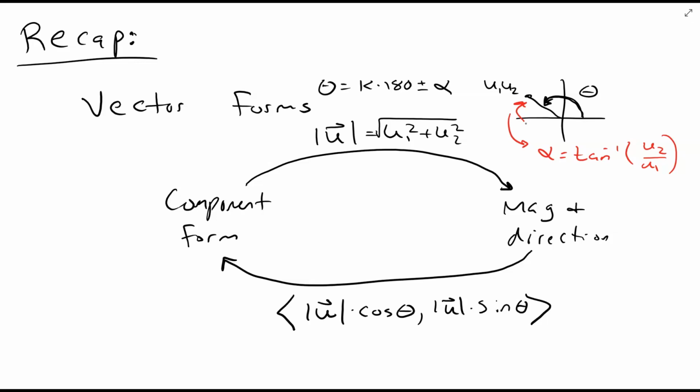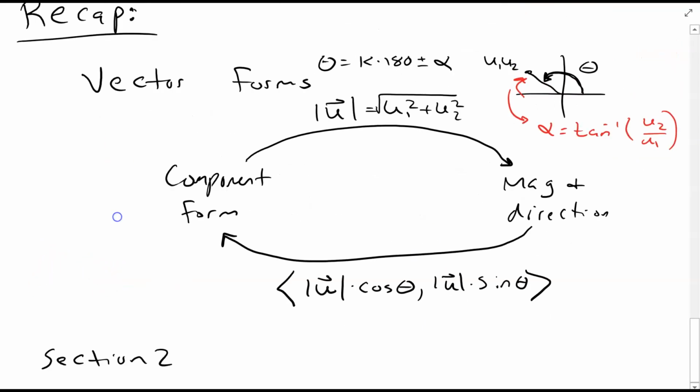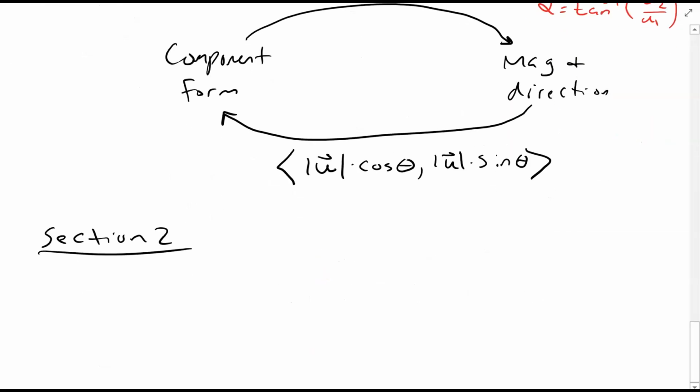Okay? Does that kind of refresh our memory here a little bit? And that was basically the gist of section 1, was just about how to convert back and forth between these two forms of vectors. Okay? In section 2, we talked about adding and subtracting and scalar multiplication, dot product, and unit vectors.